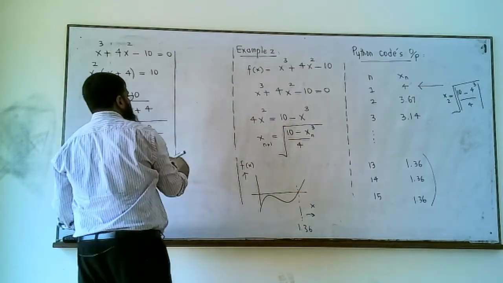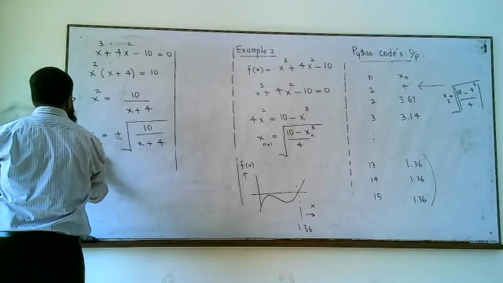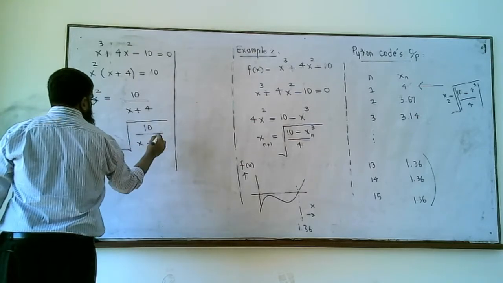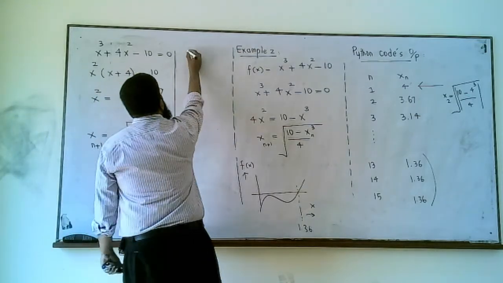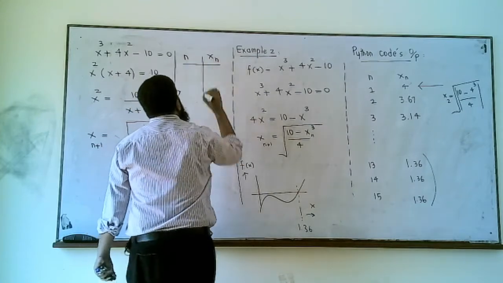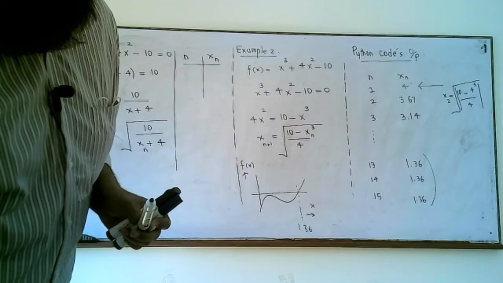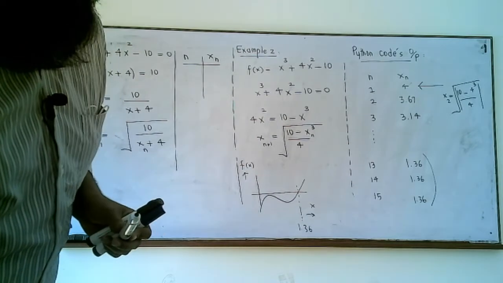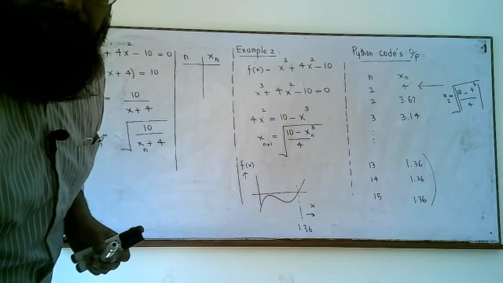Right. So once again, what is the output of the Python code that I have written for this? It's actually the same Python code. You just have to change this expression, because this is x n plus 1 and this is positive square root of 10 over x n plus 4. So at iteration number n, what is your x n? I have also arranged this as a PDF file, and I have made it available to you on your WhatsApp group.